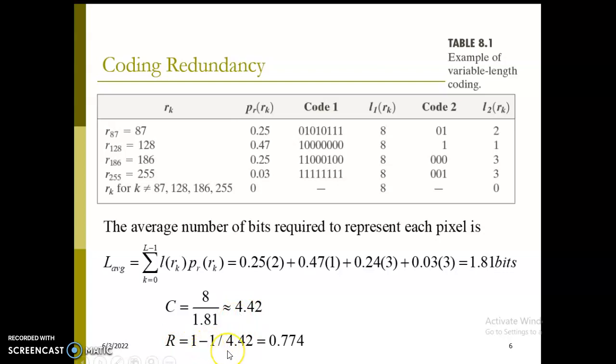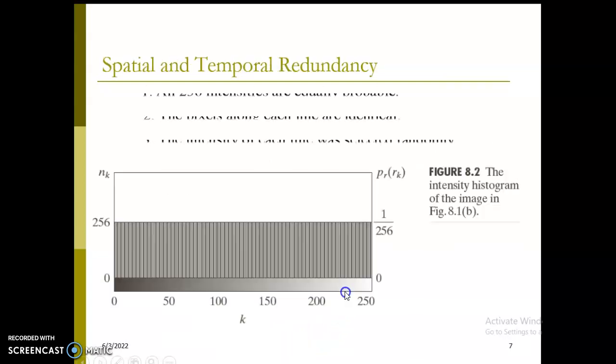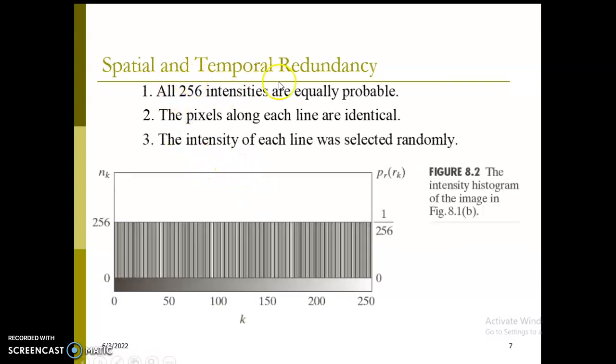R equal to 1 minus 1 by 4.42 equal to 0.774. Spatial and temporal redundancy. All 256 intensities are equally probable. The pixels along each line are identical. The intensity of each line was selected randomly.